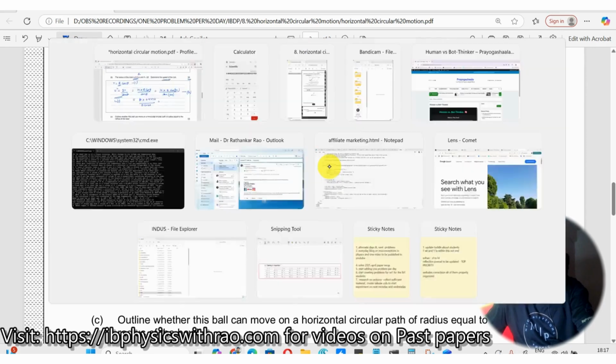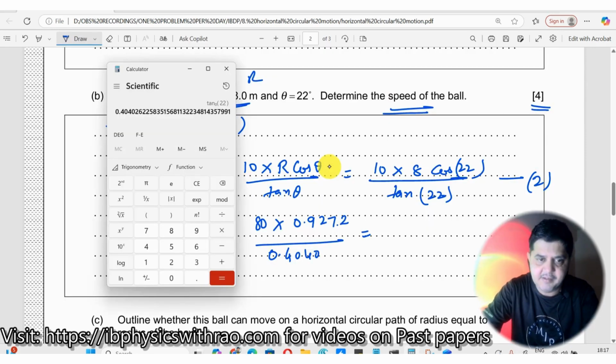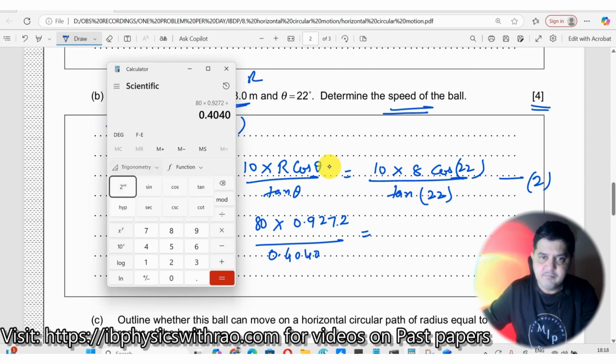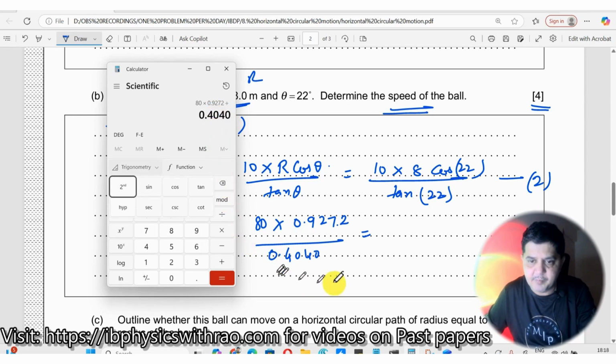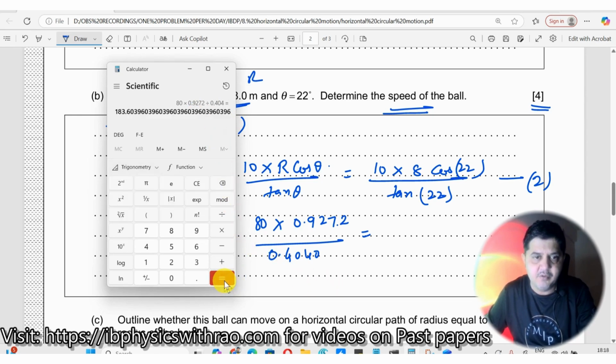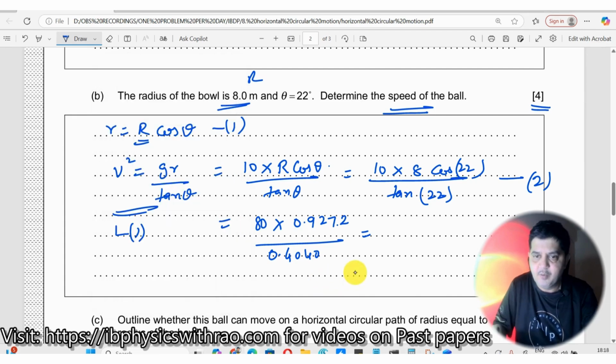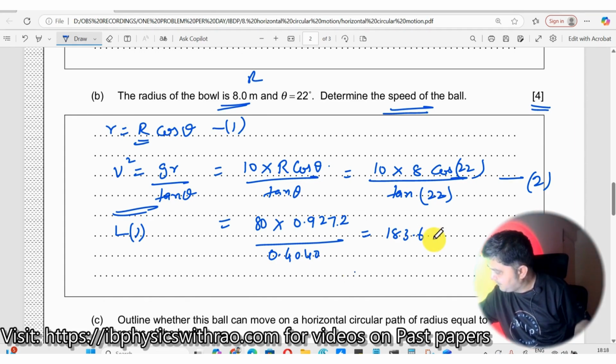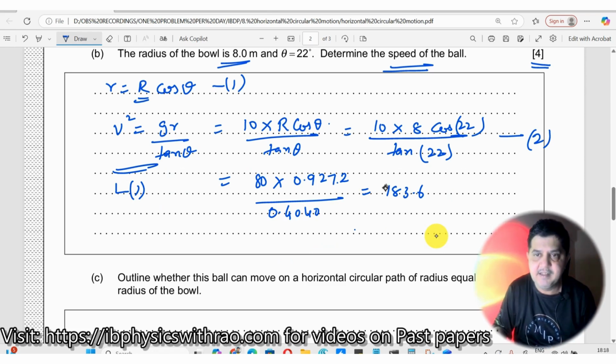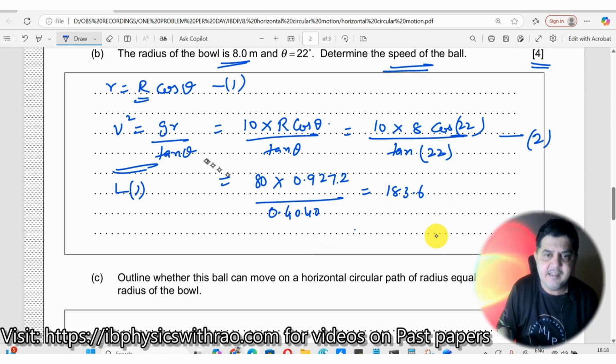I will calculate both of them. Do mention this in steps. It's always good for you. Otherwise, if you miss somewhere using your GDC, you will not be able to calculate or track it back. That's why I do every step over here, so that you mimic the same. 80 times 0.9272 divided by 0.4040 is equal to 183.6. It's the same answer. Let's take it out. It's 183.6. And what is this now? Are we missing anything?